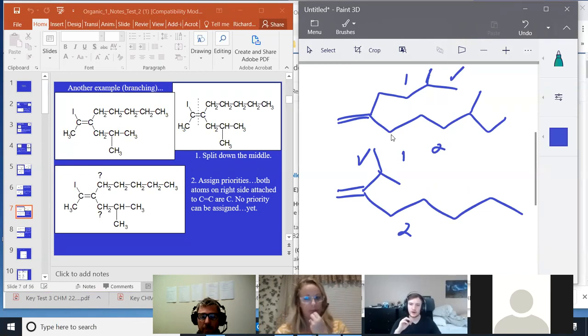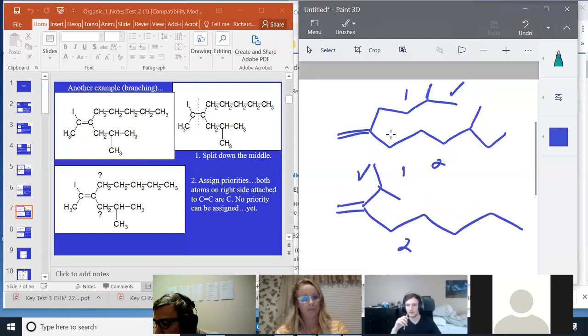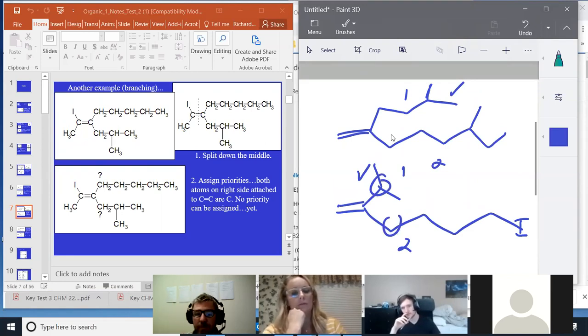What if, in your second example, the end of that long chain had an iodine on it? It wouldn't matter, because we never get to the iodine. Because once we get to this point, we've got a winner. So at the branch.